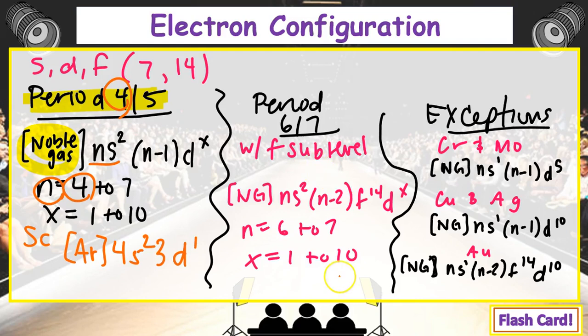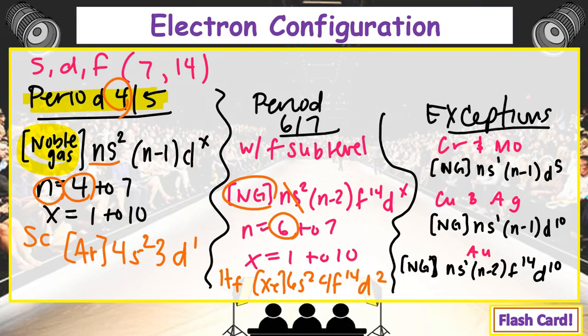Let's try one with period 6 or 7. So let's use hafnium. Hafnium is going to be in period 6. And again, hafnium is here. Period 6 means it's going to be 6s2, but first we need our noble gas. Our noble gas here is going to be neon. We're going to have 6s2, okay? 6 minus 2 is 4, so that's going to be 4f14. And then d to the x is going to be how many electrons are in the d orbital. For hafnium, that's going to be d2.